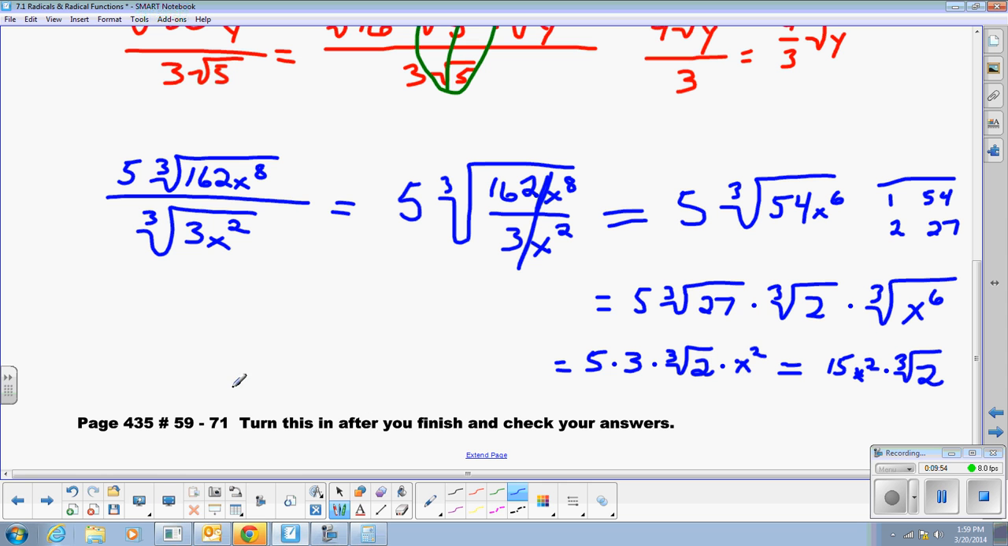Okay, your assignment has already appeared on the screen for you. It's page 435 and numbers 59 to 71. Please turn it in after you finish, and please check your answers. It's very important that with all this exponent work and all the numbers you're working with, you check your answers so I can help you if you need help, or a friend can help you, because I don't want you going beyond this without understanding what you're doing. Okay, copy down your assignment. Let me know how I can help you.